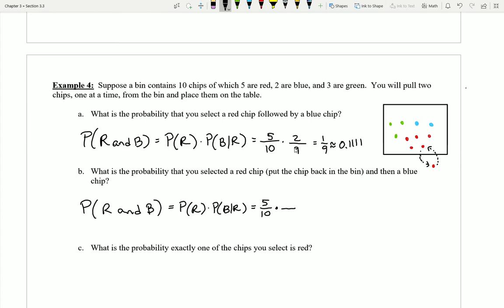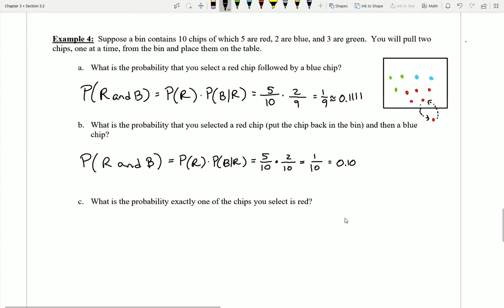Well, notice it's no longer going to be 2 out of 9 because how many chips are in the bin? There are still 10 chips. So this is actually going to turn into 1/10, or the decimal 0.10. So you can see here that when I replace an item back into the bin or back into the population to get sampled again, I will get different probabilities. All right, let's go through and take a look at a couple other examples here.